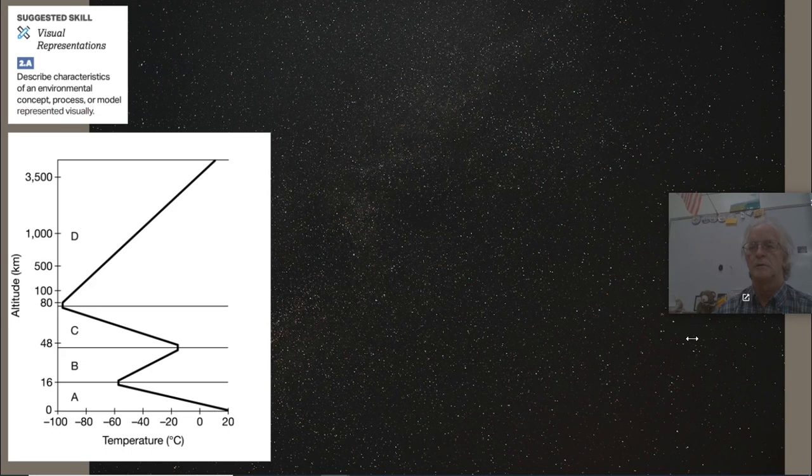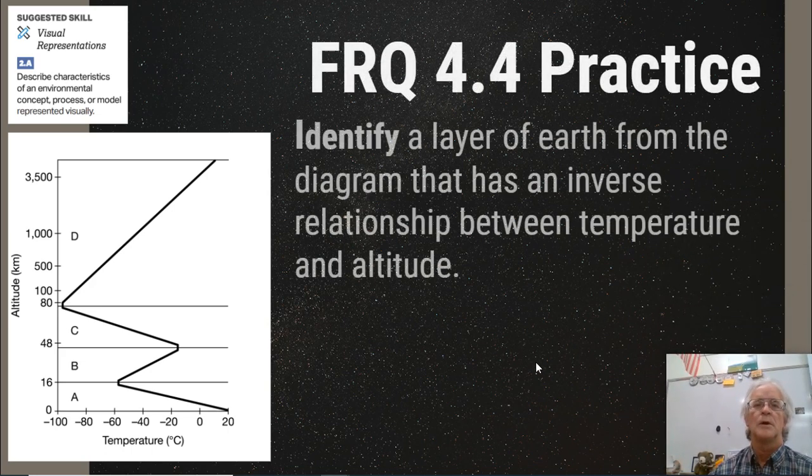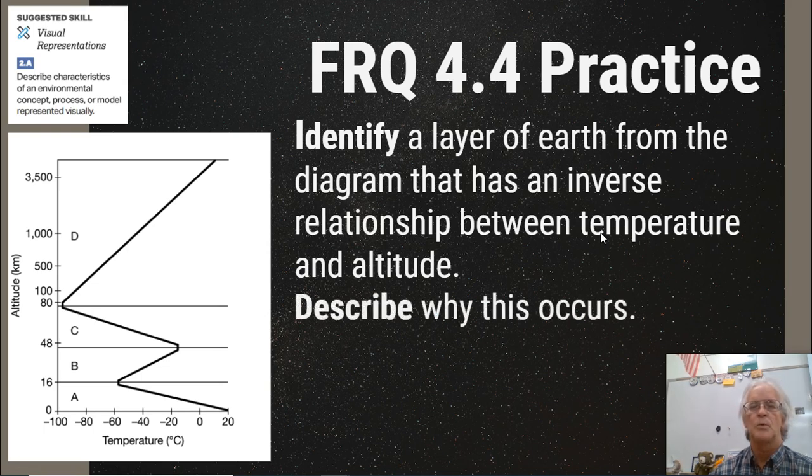So, the FRQ. Identify a layer of Earth from the diagram that has an inverse relationship between temperature and altitude. Remember, right down here is temperature. Up here is altitude. Describe why this occurs.